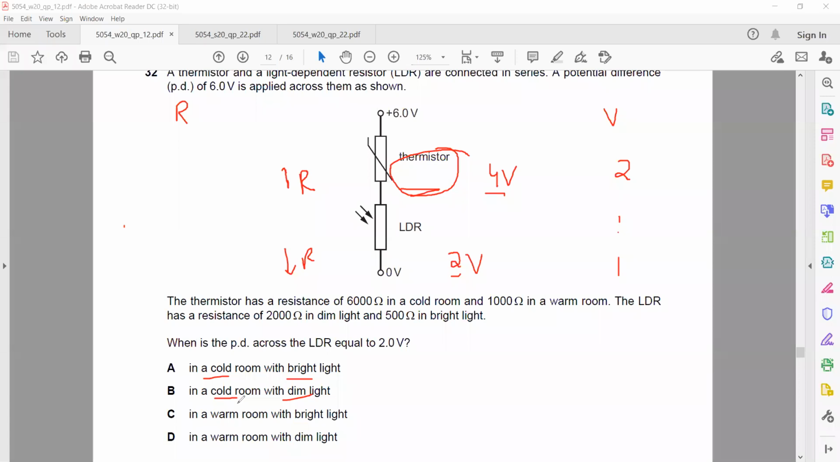If it is a warm room and bright, in a warm room the resistance of the thermistor is 1000, and if it is bright, this should be 500. So when you take the ratio, this will come out 2 is to 1. So when the ratio of the resistance is the same as the ratio of the voltage, as for a series circuit, that will be the correct option. That's why C is the right answer.